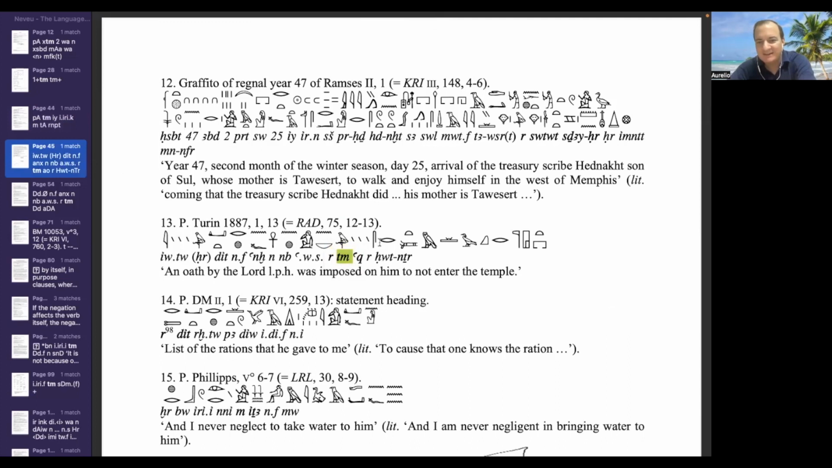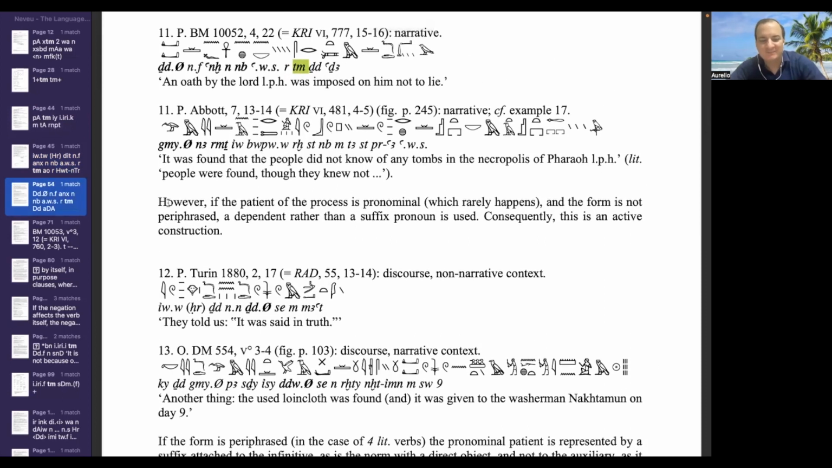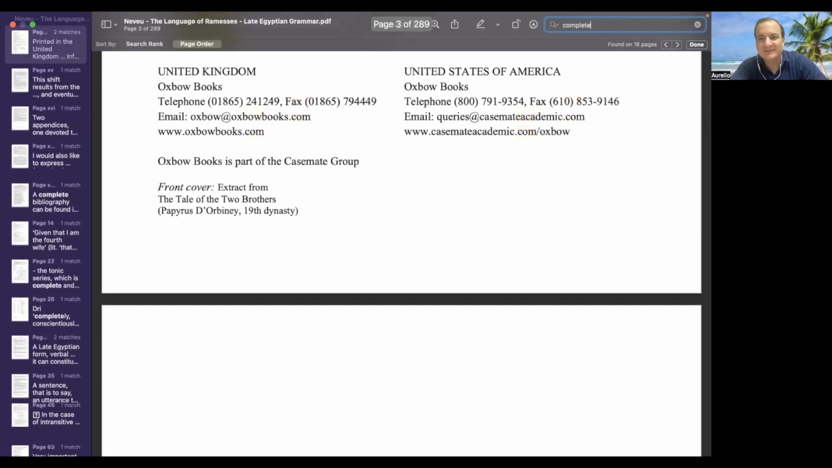Tem ak. Tem ak. To not go into the temple. I mean, it makes perfect sense. I don't know if we have the complete somewhere. Let's take a look at that, if there's any.